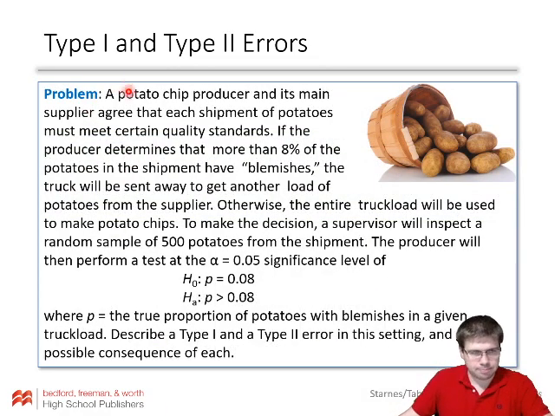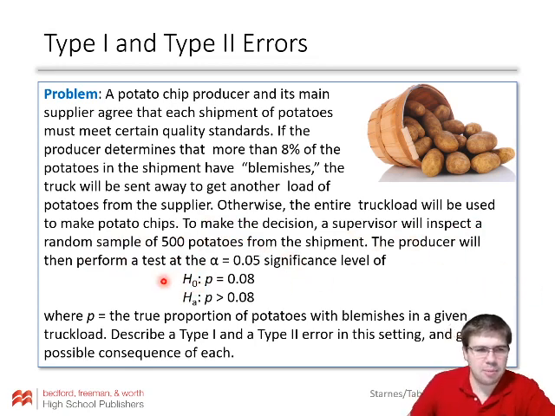So an example here. A potato chip producer and its main supplier agree that each shipment of potatoes must meet certain quality standards. If the producer determines that more than 8% of the potatoes in the shipment have blemishes, the truck will be sent away to get another load of potatoes from the supplier. Otherwise, the entire truckload will be used to make potato chips. To make the decision, the supervisor will inspect a random sample of 500 potatoes from the shipment.